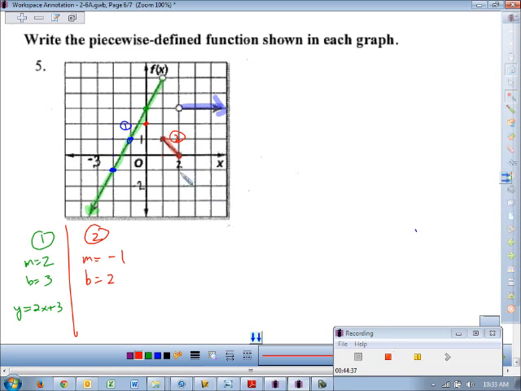Everyone cool with where I did that? I counted from the end point. I went up 1 to the left 1, which is still a slope of negative 1. And now this guy is y equals negative x plus 2. So far, so good? Number 3 is what kind of segment? It's actually a ray. What kind of ray? Horizontal, vertical, or oblique?